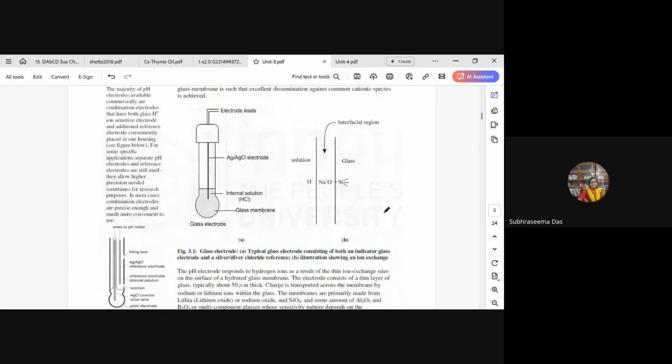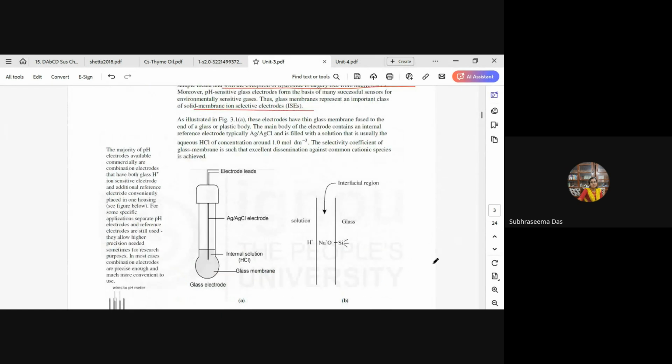The glass electrode has been shown here in figure 3.1. In figure 3.1a, it is a typical glass electrode that consists of both an indicator glass electrode and a silver chloride reference. From this figure, we see that these electrodes have a thin glass membrane that is fused to the end of the glass or a plastic body. The main body of the electrode contains an internal reference electrode, mostly silver chloride, and it is filled with an internal solution that is usually 1 molar HCl.